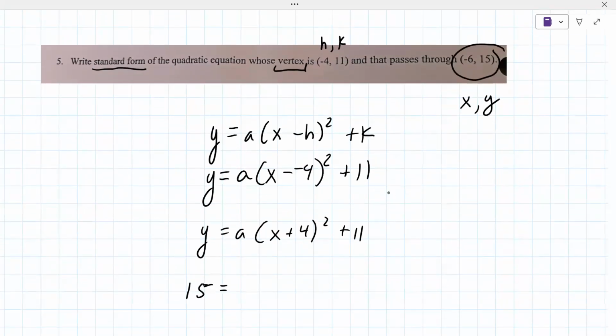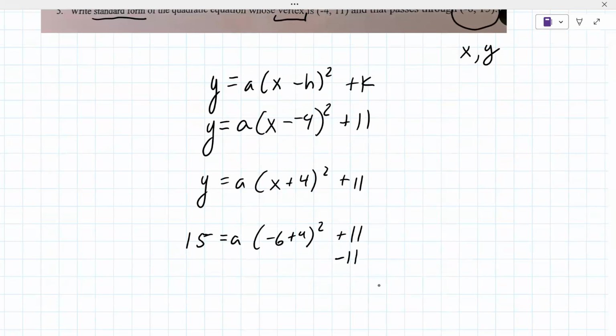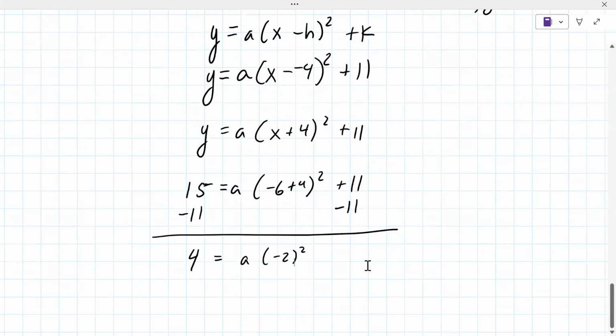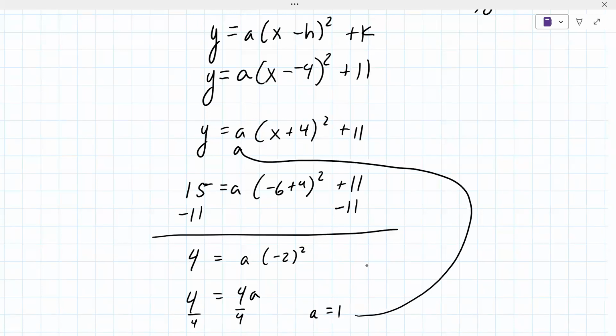So 15 equals a(minus 6 plus 4) squared plus 11. To do this correctly, you do want to get rid of the addition of 11 first. And then negative 2 squared becomes 4. So 4 equals 4a, divide by 4, divide by 4. So you end up getting a equals 1, which is pretty nice. We actually didn't have any nice ones in the previous ones.